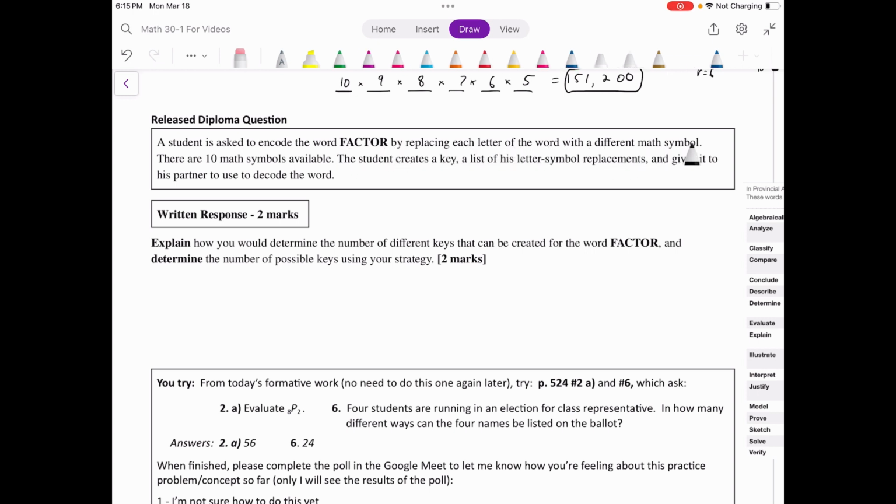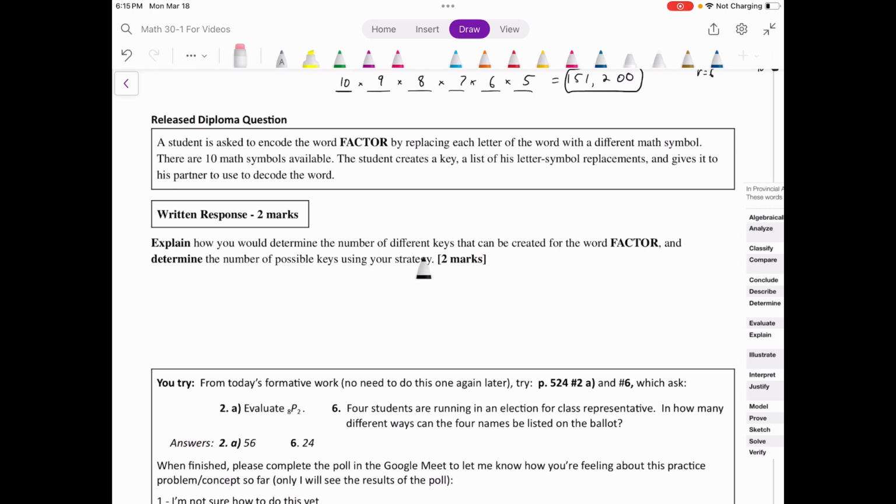a different math symbol. There are 10 math symbols available. The student creates a key, a list of his letter symbol replacements, and gives it to his partner to use to decode the word. Explain how you would determine the number of different keys that can be created for the word factor and determine the number of possible keys using your strategy.